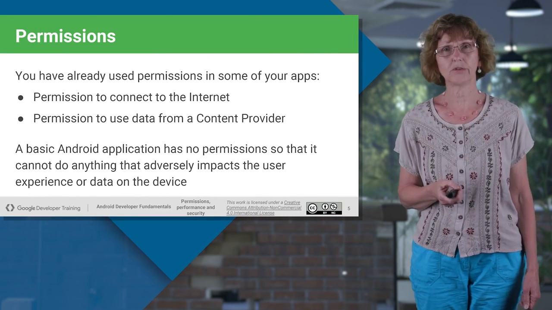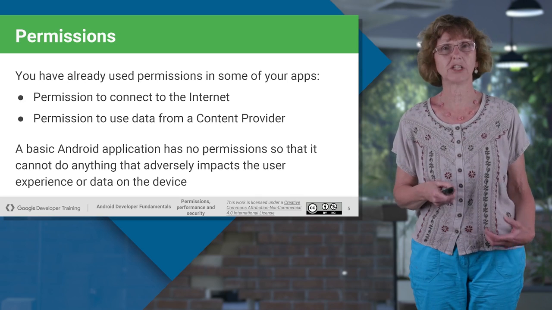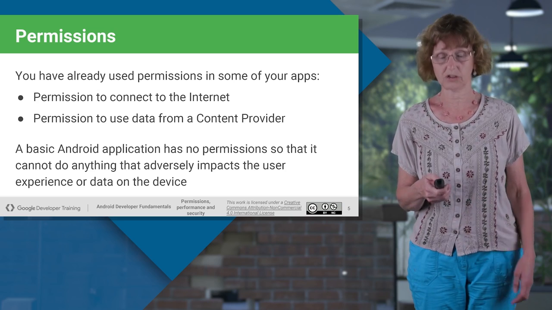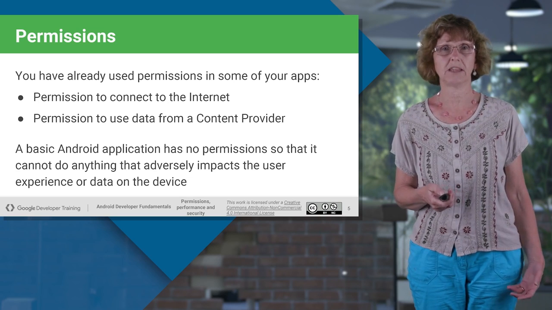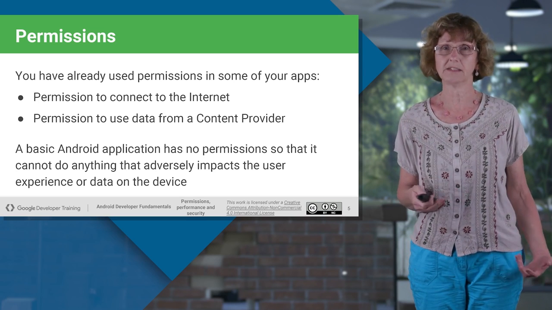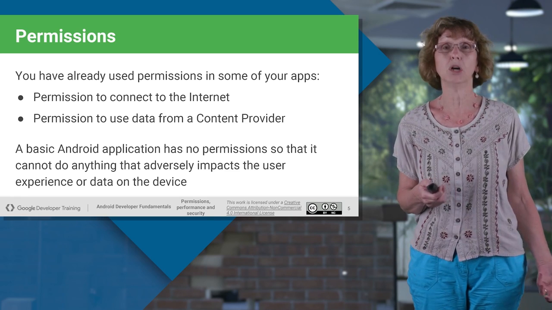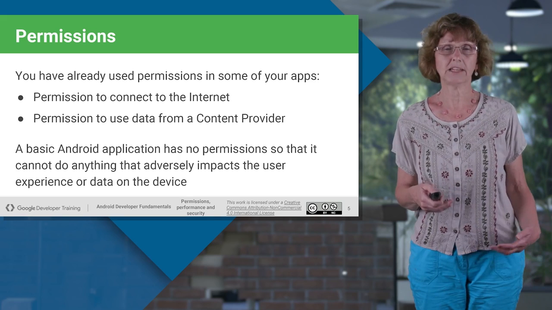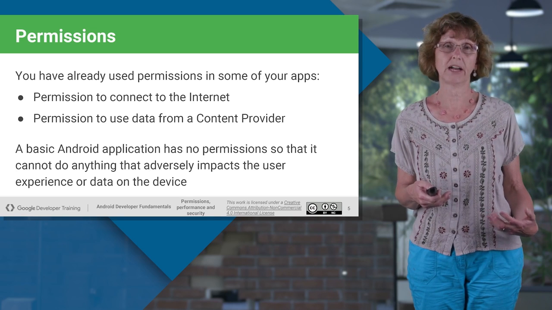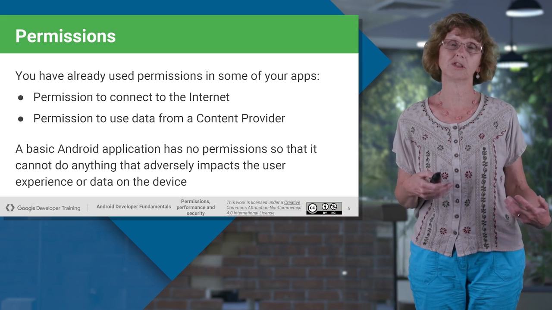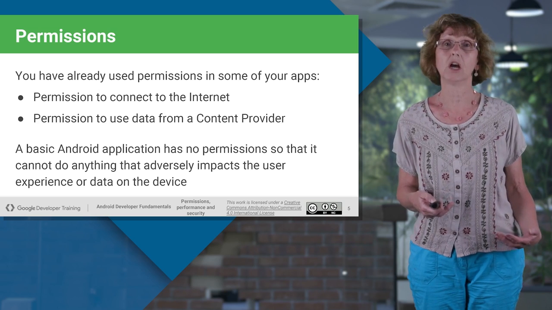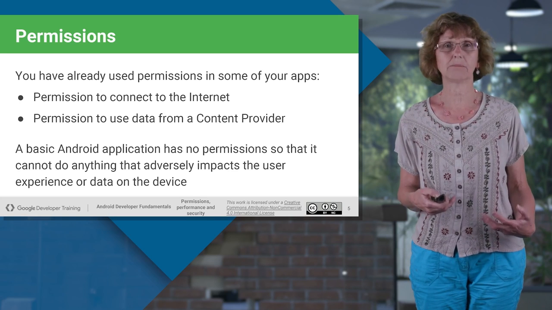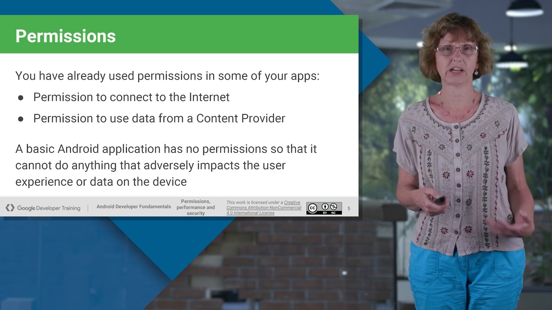As you've worked through the course, there have been a couple of times when you've actually used permissions in your app. Your app needed permission to do something. A specific example was in the practical where you connected to the internet to search for books. You needed to add the permission to connect to the internet. And then in the lesson where you implemented a content provider and had a client app that wanted to use the data from a content provider, you needed to add permission. So you have already used permissions in your apps, we just haven't talked about it as a general topic.